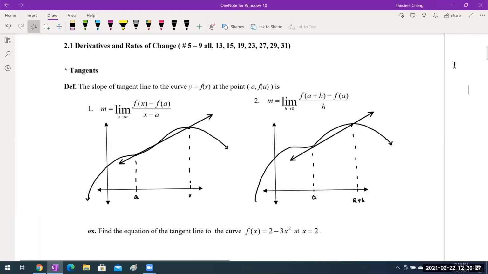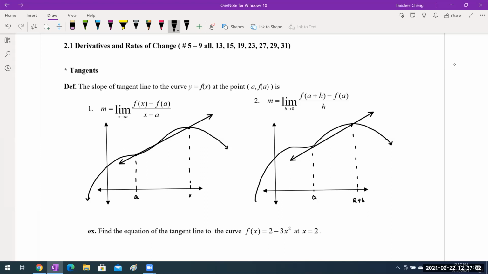2.1. In chapter 2, we're going to start looking at defining the derivatives and then the rate of change in terms of limits. In chapter 1, we were sort of guessing, using the guessing idea to find the slope of the tangent line. And later in chapter 1, we learned the idea of the limit.